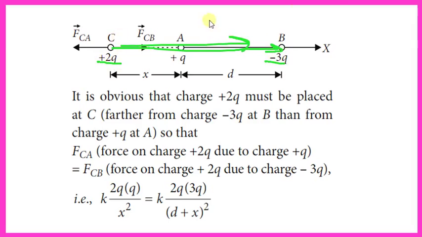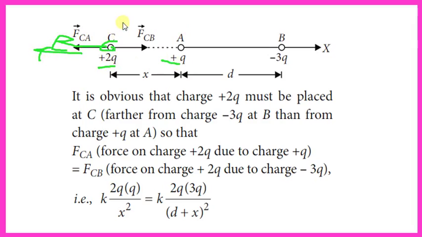Now clear this. What would be the force on C by A? This is positive, this is positive, so it will repel. So the force of C on A would be on this side, and the force of C on B would be on this side. Clear? It is obvious the charge q must be placed at C, farther from this, no problem.